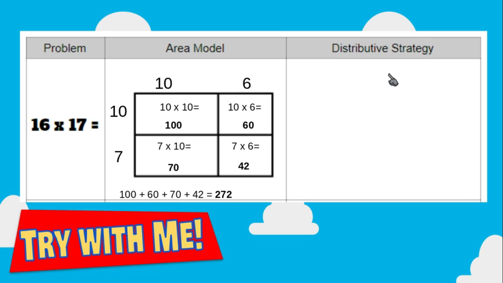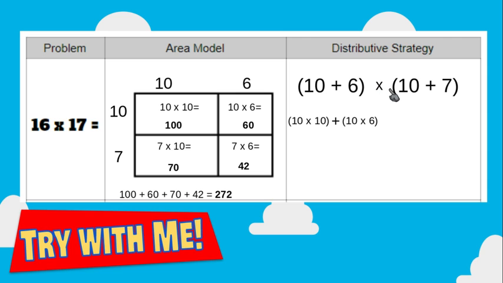So now I'm going to use my distributive strategy, which is pretty similar. So I'm going to take my 16, I'm going to expand it. So I'm going to have 10 plus 6 times 10 plus 7. I've got my 10 plus 6 times my 10 plus 7, right? 16 times 17. Okay, so now this is where I'm going to distribute. I'm going to take my 10 times 10. Boom. I have another 6, so I have to make sure I distribute this 10 times 6.